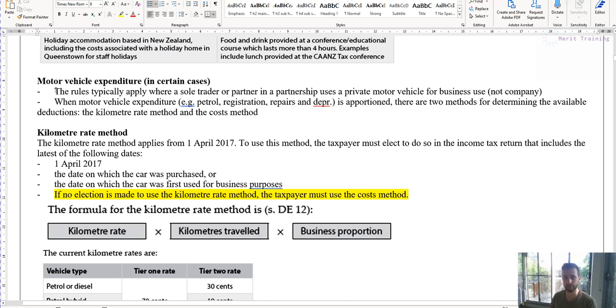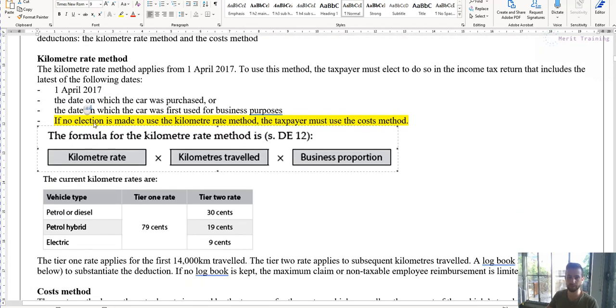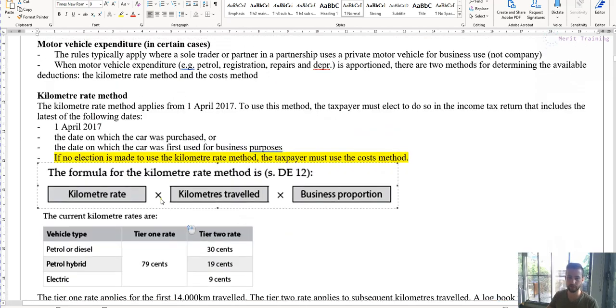So the first one is the kilometre rate method, and this basically uses this formula down here. But to be able to use this method, you need to actually elect to do so in your income tax return. That includes the latest of the following dates: April 2017, the date on which the car was purchased, the date on which the car was first used for business purposes. And if you don't make an election to do this, you need to do the cost method. So it is very important to actually make the election.